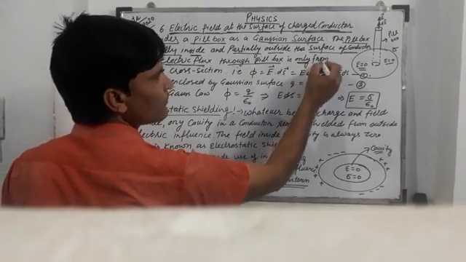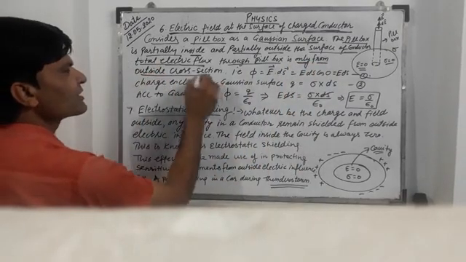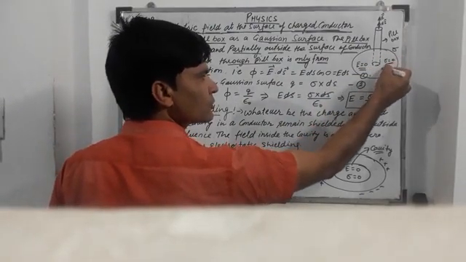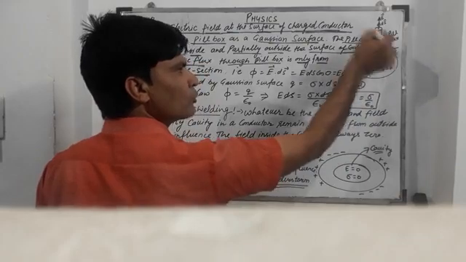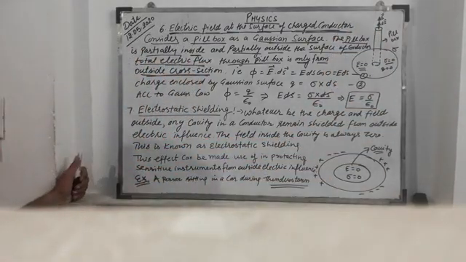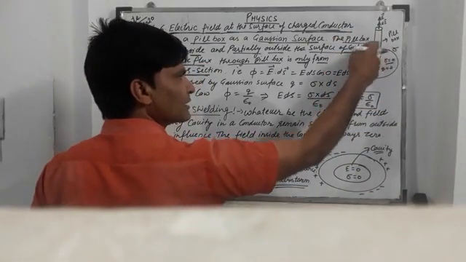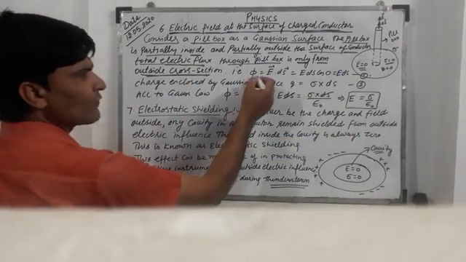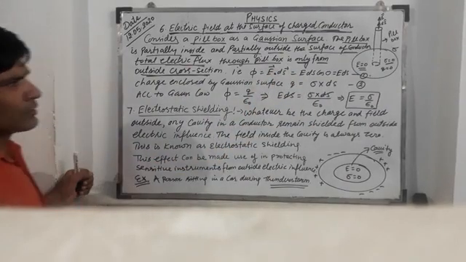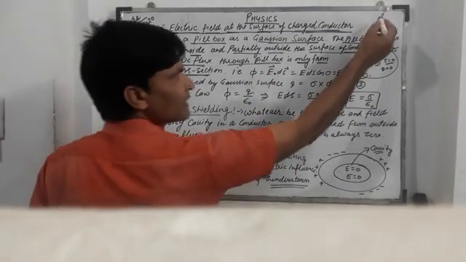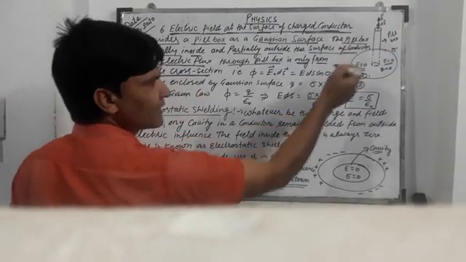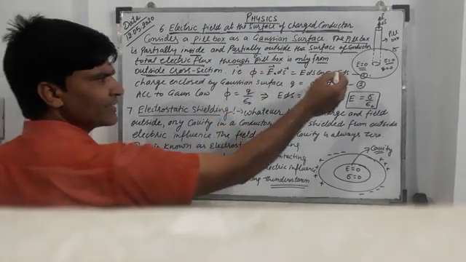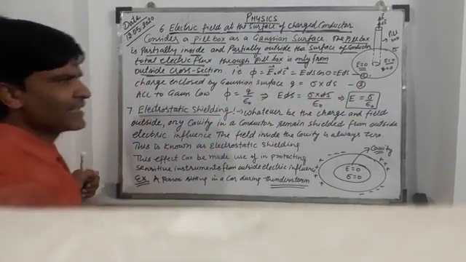is only from the outside cross section, because inside there is no charge, no density and no electric field. As you know, inside a charged conductor, the electric field is 0. Then phi is equal to the integral of E dot ds. E and ds are in the same direction, so we get E ds cos 0. Finally, phi is equal to E into ds.